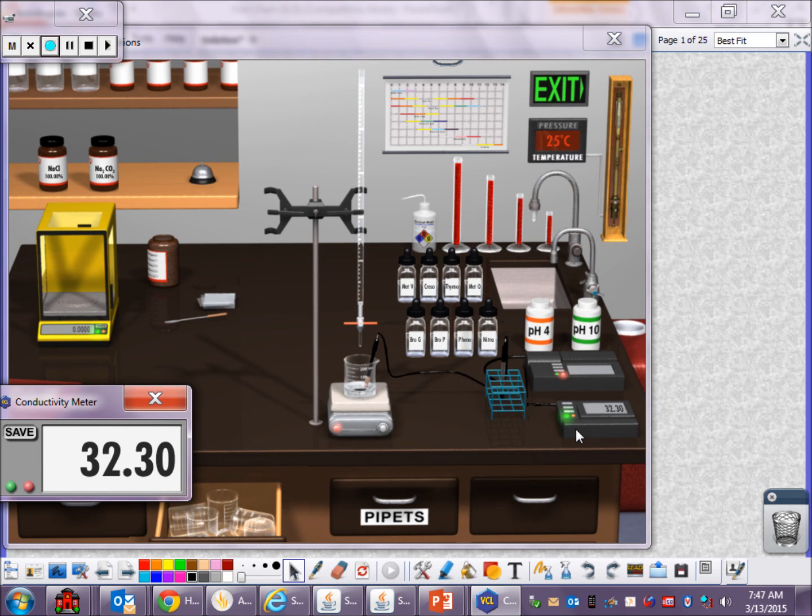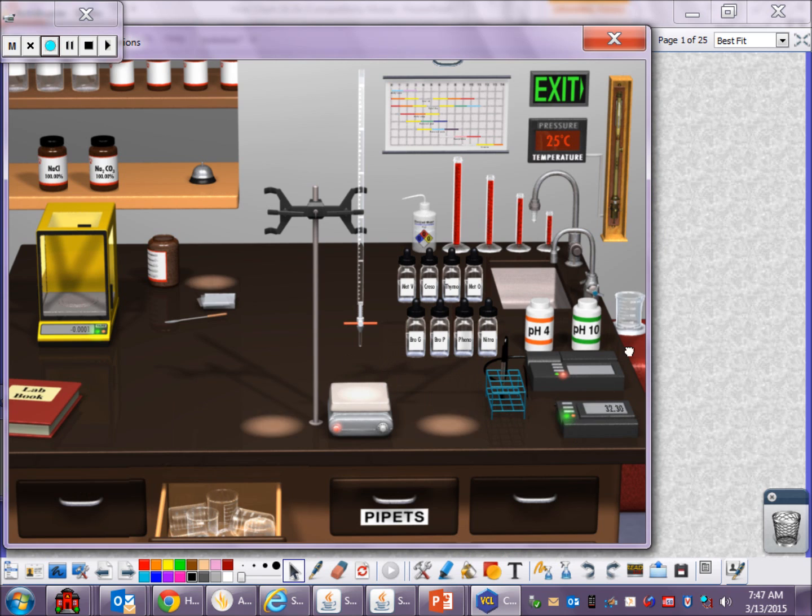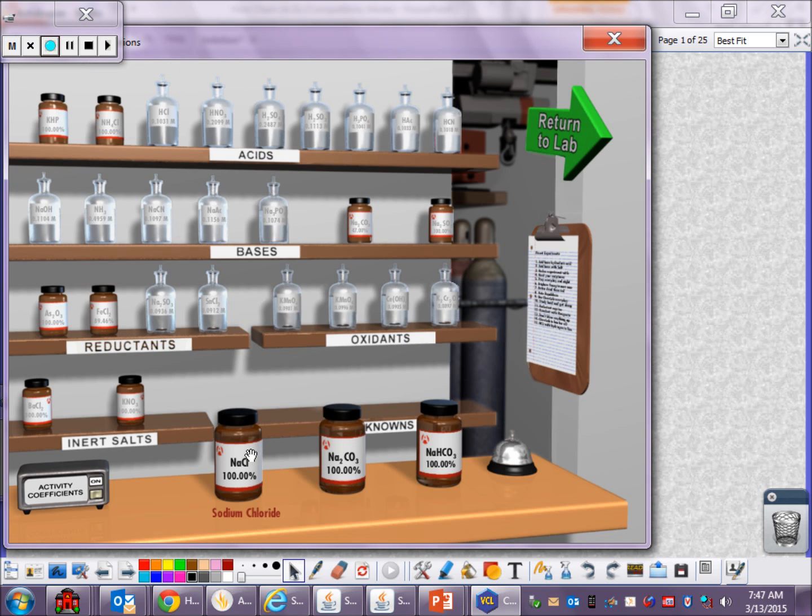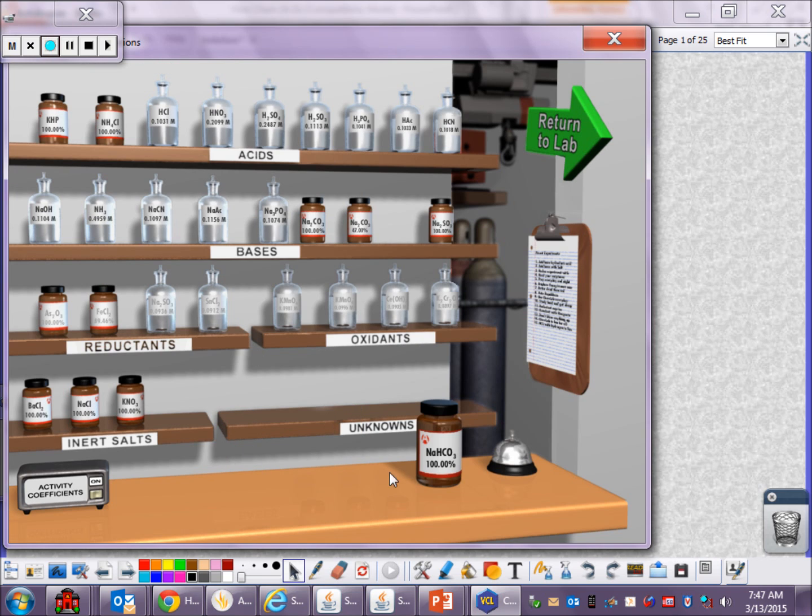So I'm done with those three. Let me get rid of this. Put the chemical back. Let me go back in the storage room. I will put them back. Now I'm going to pull out three more. I will pull out ammonium chloride. Let's see if I can find it. Ammonium chloride is right here.